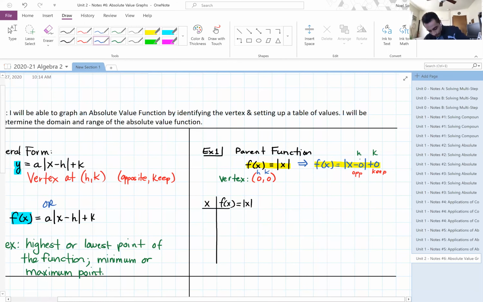h, k or opposite keep. So you will always, in this part right here, use the opposite of what that number is. Right now it's negative 0, so there's no opposite to that, right? It's just 0. But sometimes we'll have like negative 2. And so you'll take the opposite of that number. So that means that your vertex will start at 2, right? The x value will be 2. And then you will keep the outside number. This always stays the same. And then you use those two numbers to create the vertex like I did right here. Right? So that's why my vertex is 0, 0. Okay.